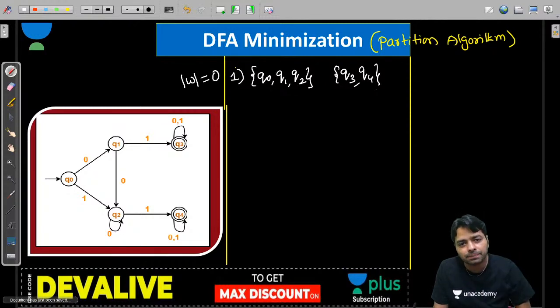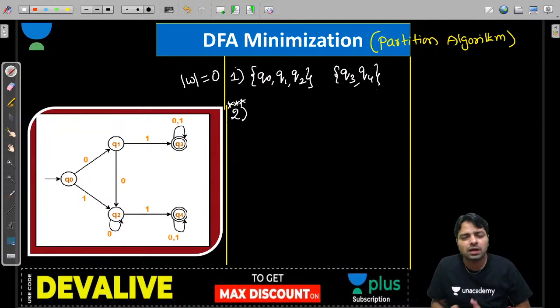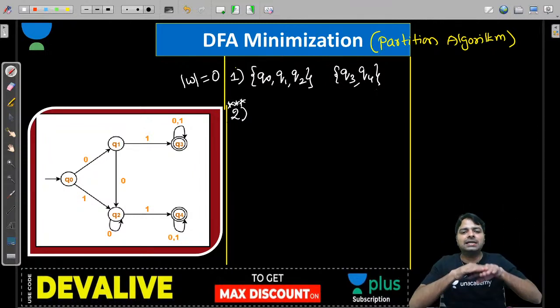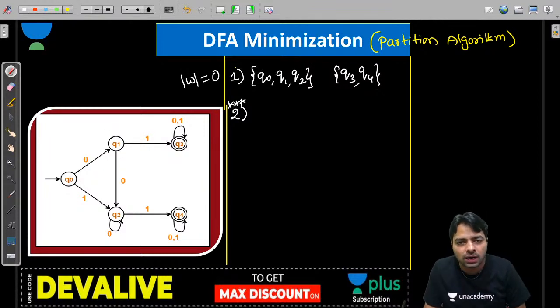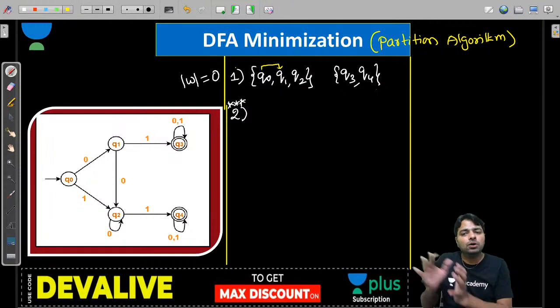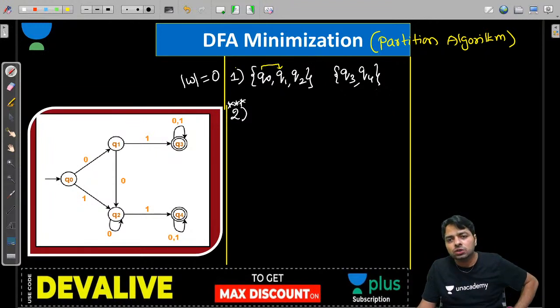Now, second step, guys. This is the most important one. Entire algorithm will be decided by step 2. What I am going to do is compare Q0 with Q1. And for that, I am going to maintain a database. So I am going to look at Q0 and Q1.